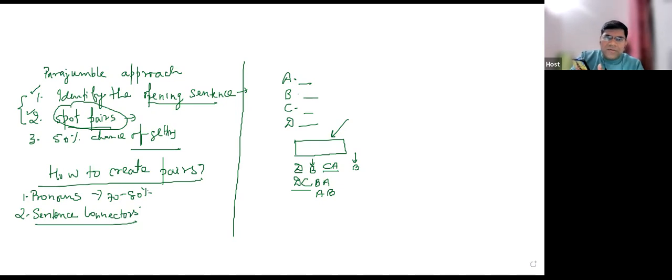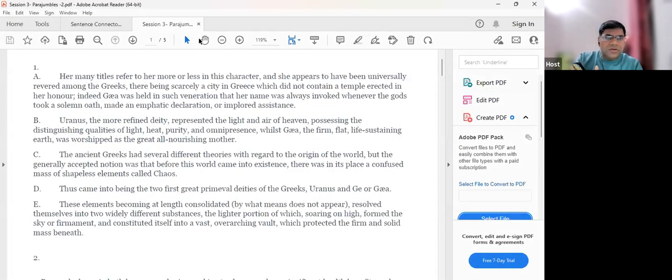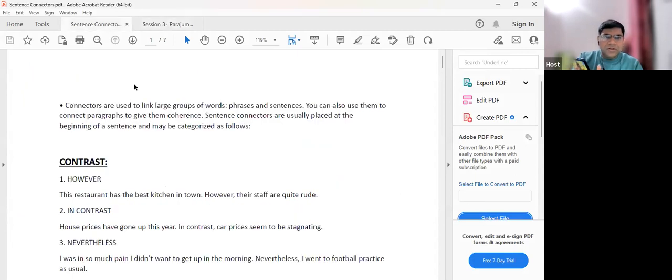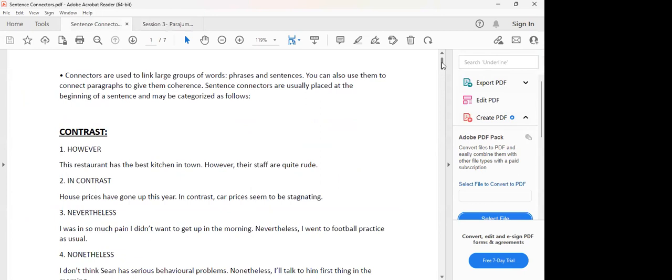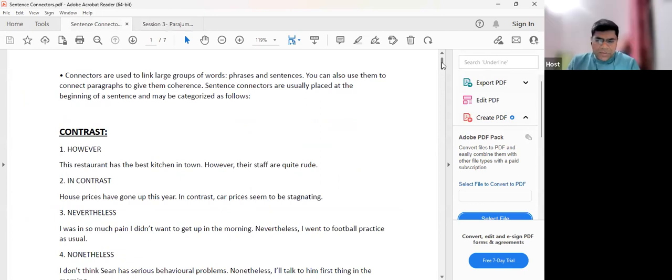Now I will share a sheet here and I will explain to you what we mean by sentence connector. Okay. Because this is again a very important concept. I will just share. All of you can see it now. Can everyone see the sheet of connectors? Everyone can see the sheet of connectors. Yes, sir. Okay, fine. So what does connector mean and what is their job?